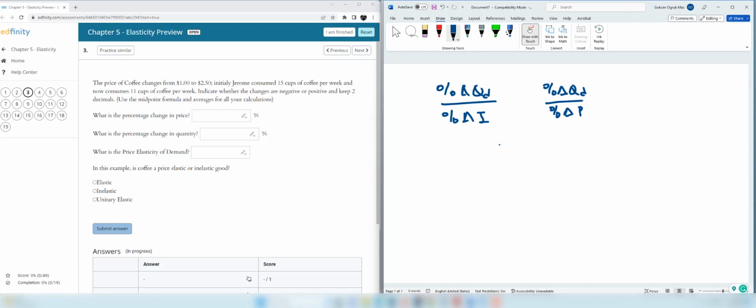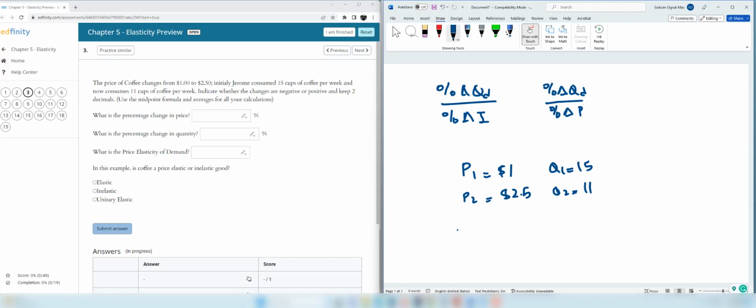So let's read the question. The price of coffee changes from $1, so P1 is $1, to P2, $2.5. Initially at this P1, Q1 is 15 cups, and now Q2 is 11 cups. Indicate whether the changes are negative or positive and keep 2 decimals. Because of the law of demand, the result is going to be negative. But for price elasticity of demand, we focus on the absolute number. We do not look at the negative sign. Now let's calculate using the midpoint formula.